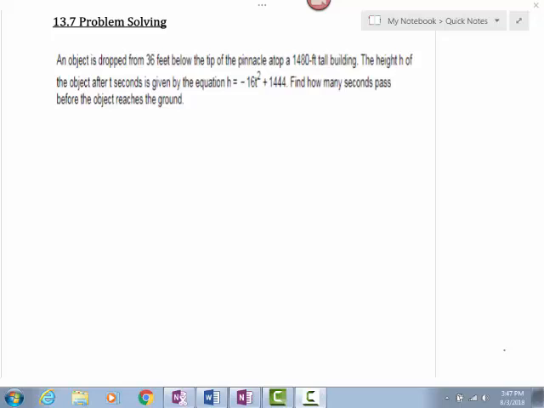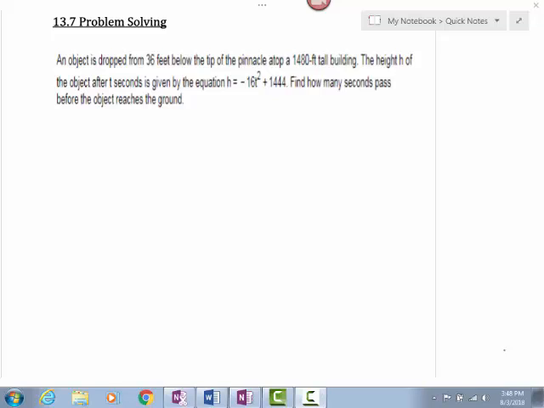It says an object is dropped 36 feet below the tip of a pinnacle atop a 1,480 foot tall building. The height h of the object after t seconds is given by the equation h equals negative 16t squared plus 1,444. How many seconds pass before the object reaches the ground?